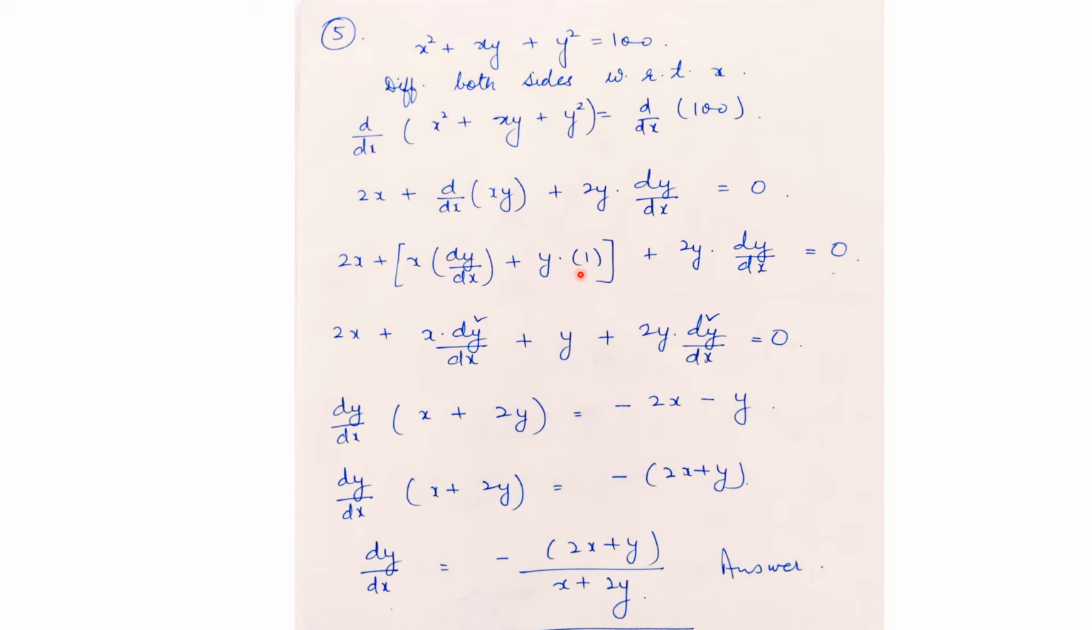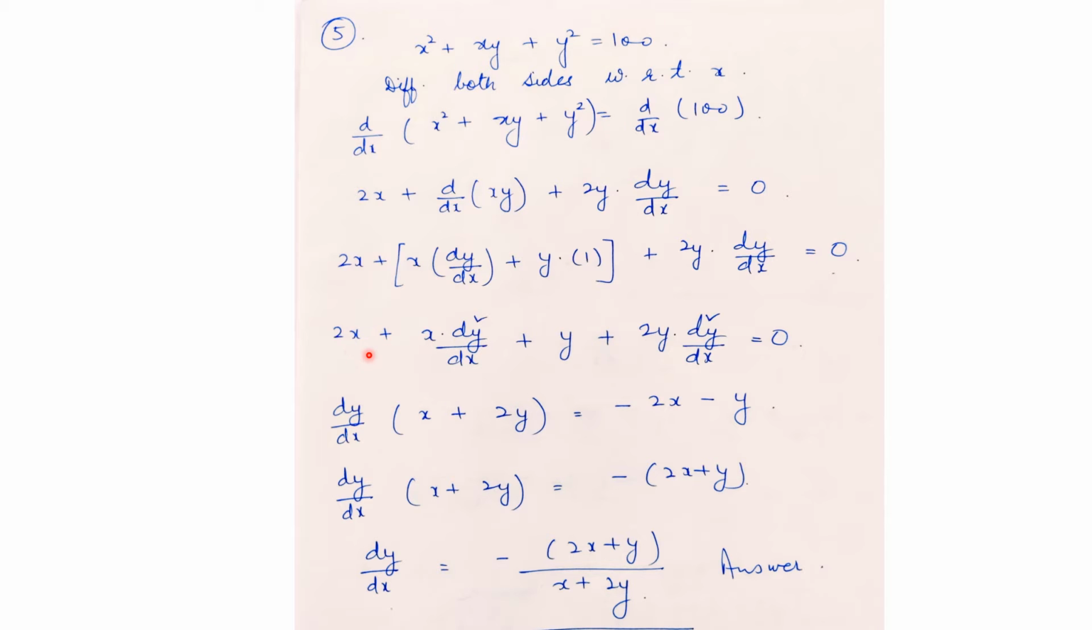Answer is 1. So you get 2x plus x into dy by dx plus y into 1 plus this term as it is, 2y into dy by dx is equal to 0. Now please open this bigger bracket. So you will get 2x plus x into dy by dx plus y plus 2y into dy by dx is equal to 0. Now we see these, I have ticked these terms. One term here containing dy by dx and the second term here containing dy by dx. Please take dy by dx common in this. You are left with x plus 2y.